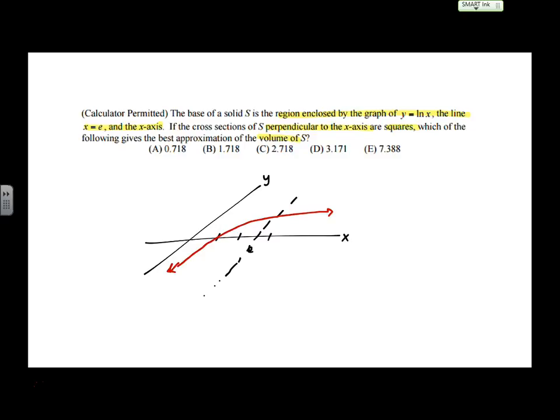Enclosed by. Do you guys see what region they're talking about? Enclosed by the x-axis, x equals e, and then the curve. Okay. So we're talking about that region right there. There are 3 parameters: what's in between ln, e, and then the x-axis. And then they say perpendicular to the x-axis, which is what Katrina pointed out.